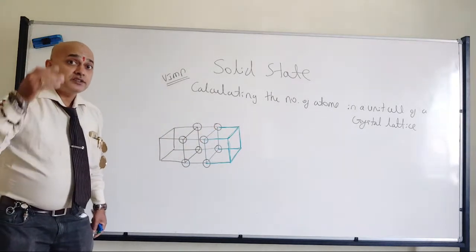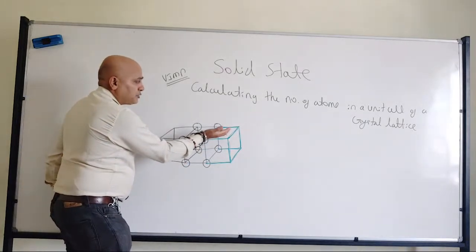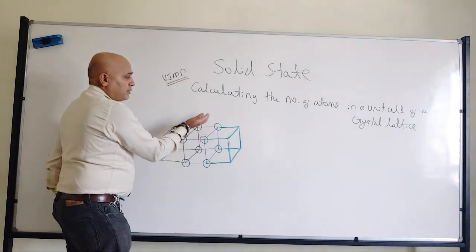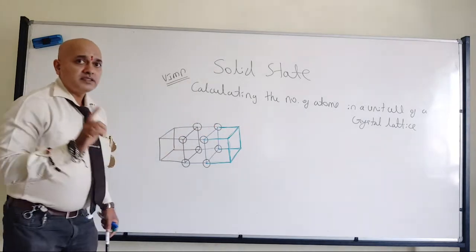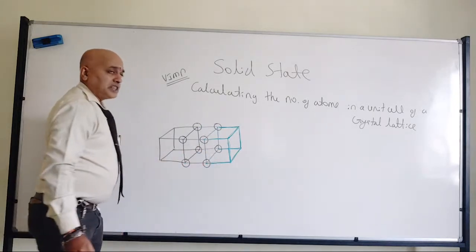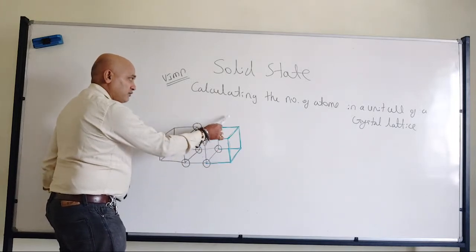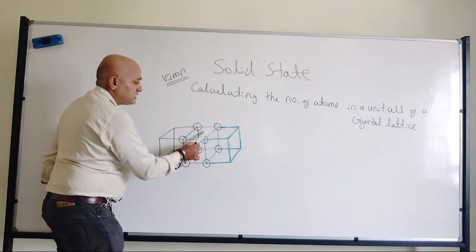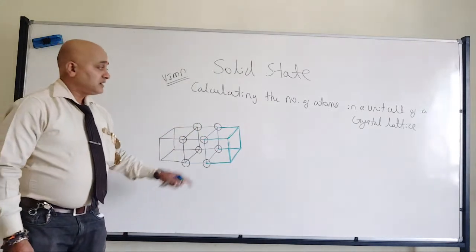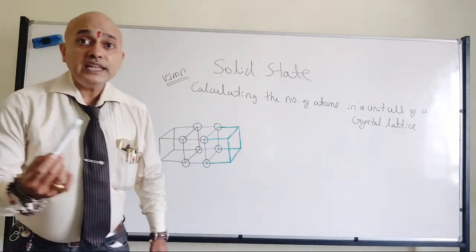Now start imagining. Now we have another unit cell above this, and we have another unit cell above this. Listen to me carefully. Now we have 2 unit cells. Imagine that above this unit cell another one is there, and above this unit cell another unit cell is there. If that is the case, each corner atom is shared by how many unit cells?